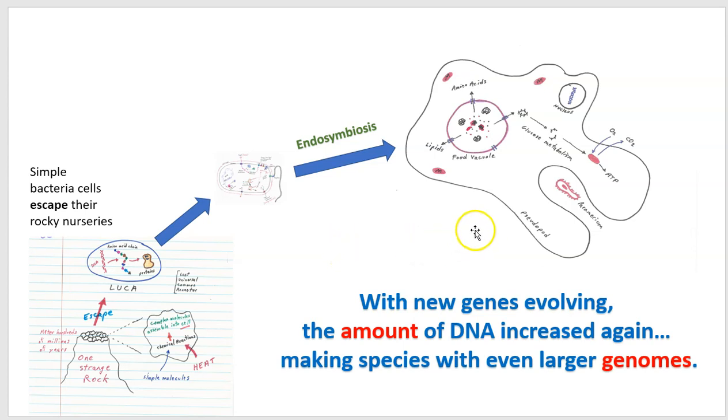And with new genes evolving, then the amount of DNA is going to be increasing again for these organisms. And so organisms are going to increase their genome size over evolutionary time. So we go from bacteria with a genome size on the order of thousands of genes to larger cells with even more genes tucked away in their nucleus.